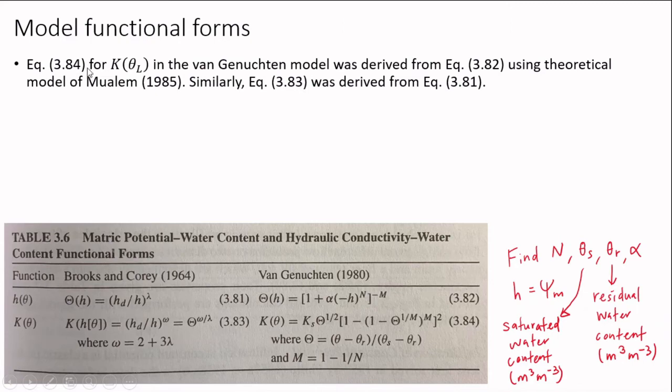So equation 3.84 for K(θ). Okay, equation 3.84 in the van Genuchten model was derived from equation 3.82. This equation is used to derive the unsaturated hydraulic conductivity equation to get this form, using the theoretical model of Mualem. Similarly, equation 3.83 was derived from 3.81. So they are in fact related to one another. 3.81 and 3.83 are related, and 3.82 and 3.84 are related.